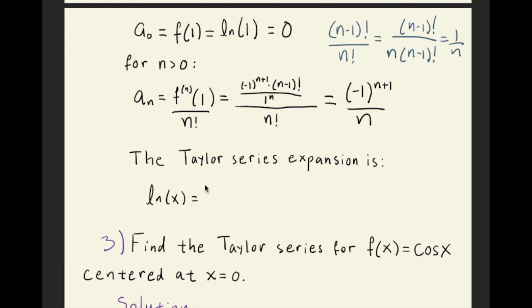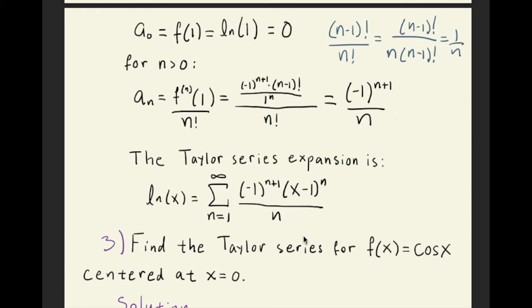So the Taylor series expansion is, well, a series. Instead of starting at n equals 0, because the a0 term is 0, I'm not even going to write it. I'll start at 1 to infinity, negative 1 to the n plus 1, times x minus 1 to the n divided by n. The center is 1, let's not forget that. You can divide the whole thing by n, I guess. It doesn't quite matter how you write it. Okay, that's the Taylor expansion for log of x centered at 1.